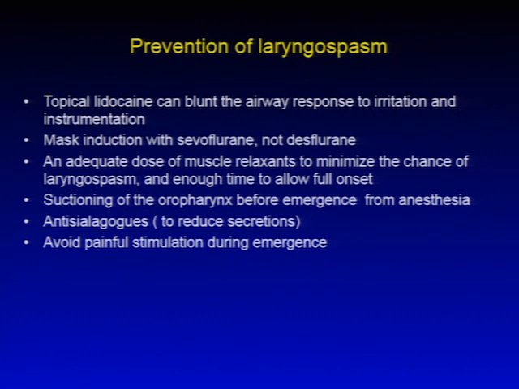Prevention of laryngeal spasm can be done by topical lidocaine, and mask induction with sevoflurane, not desflurane. Always give an adequate dose of muscle relaxant to minimize the chance of laryngeal spasm. Carefully suction the oropharynx before emergence from anesthesia. Use medications to reduce secretions and avoid painful stimulation during emergence.